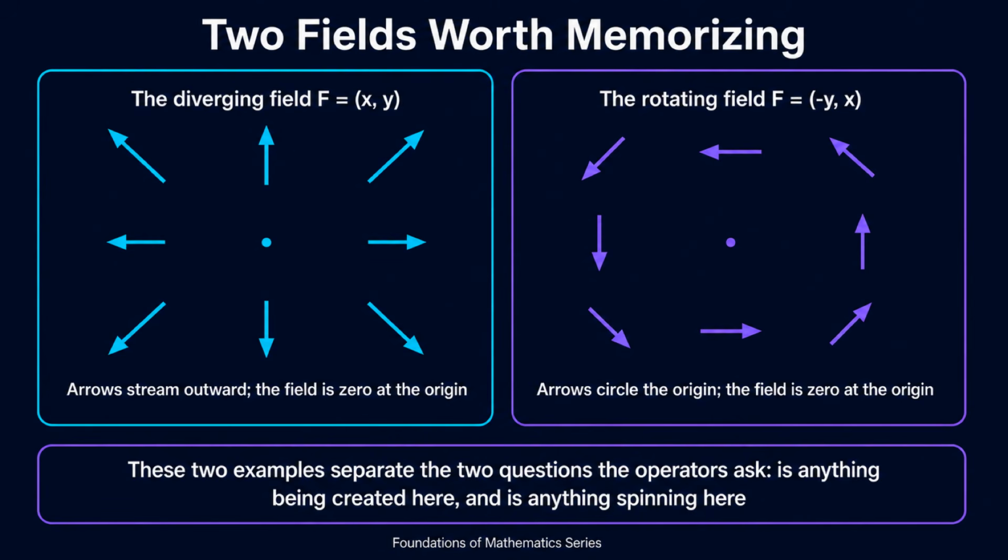These 2 examples matter because they separate the 2 questions the operators are going to ask. One question is whether anything is being created or destroyed at a point. The other is whether anything is spinning at a point. The 2 examples answer those questions in opposite ways.